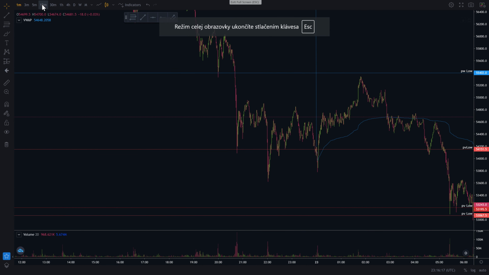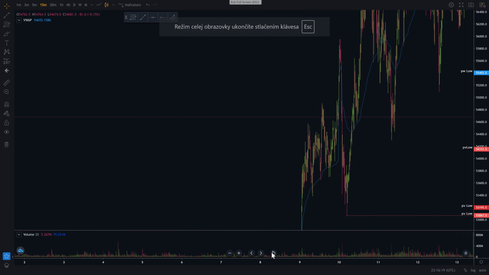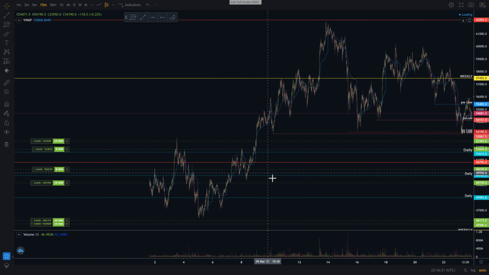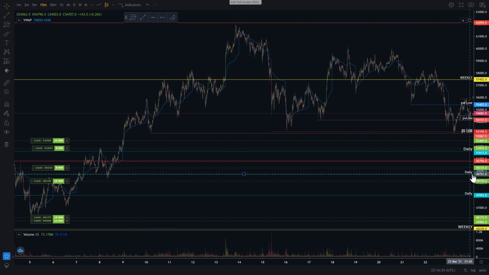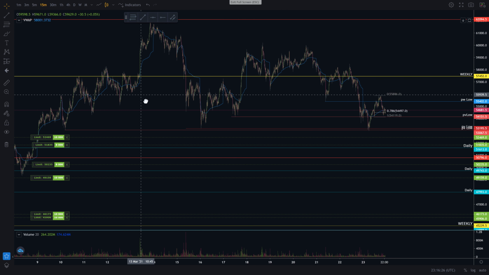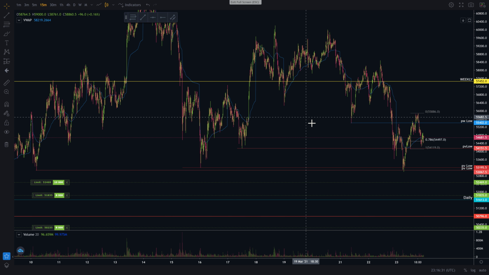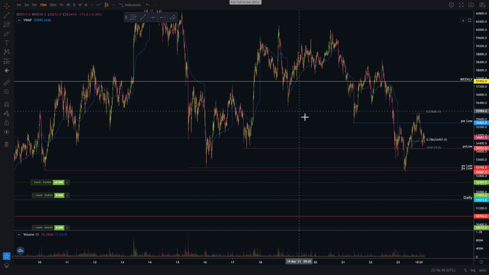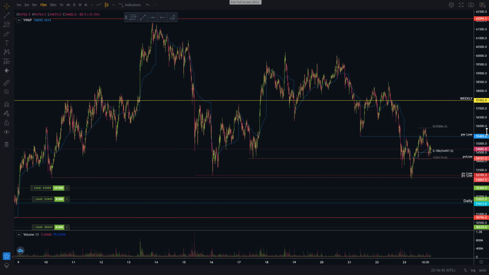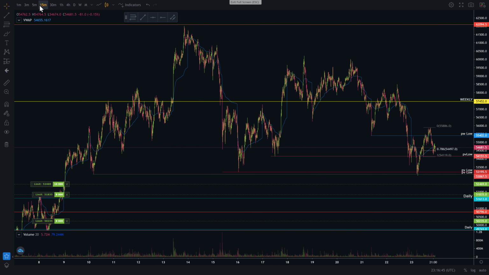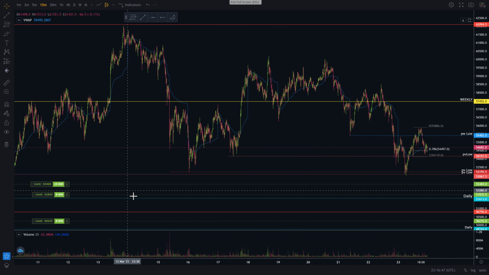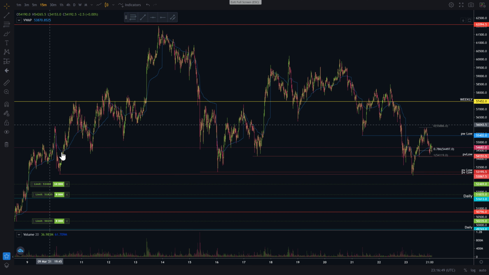Bitcoin is not ranging at the moment, but it's ranging on higher time frame. It's not so often that you see Bitcoin ranging on 1 minute, but usually Bitcoin is ranging on higher time frames. So for example, on the 50-minute time frame, we can see a beautiful range.